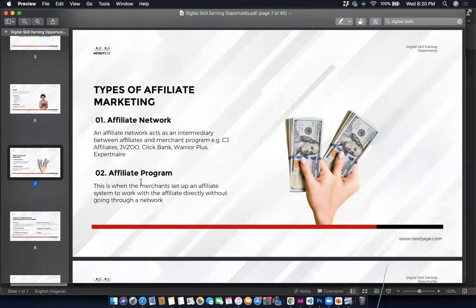But in an affiliate program, like the Neddy Eye affiliate program is a program, it's not a network, because you'll be dealing with Neddy Eye directly, right? It simply means there is no network. It's between the vendor, which at this point in time is Neddy Eye, and you, that is the affiliate, right? So in this case, you and the affiliate program, you are dealing with them directly.